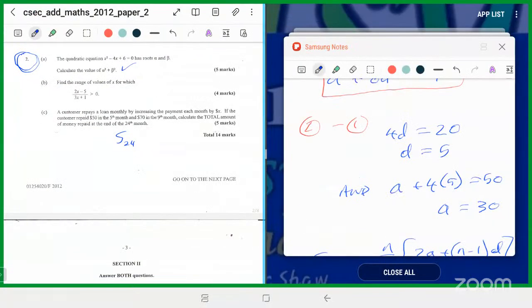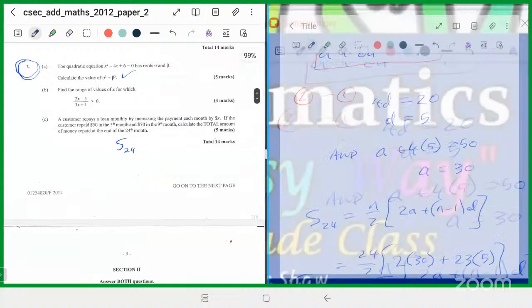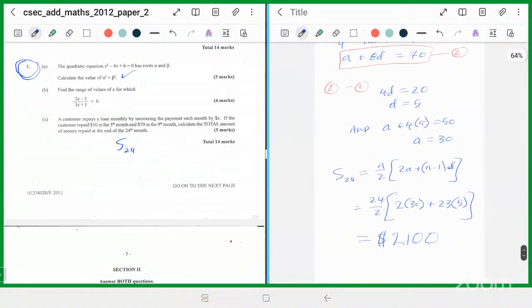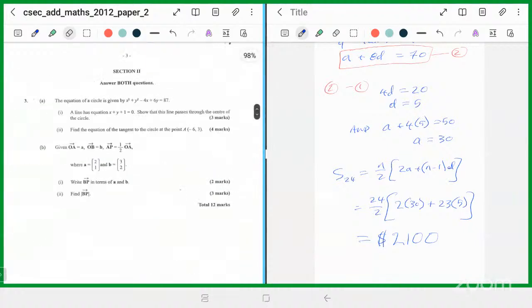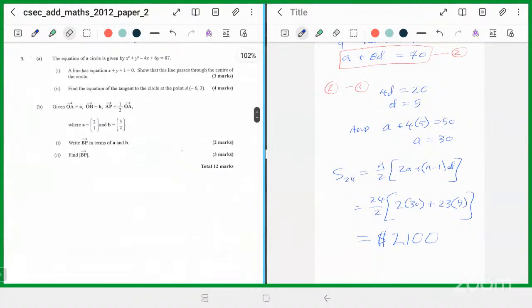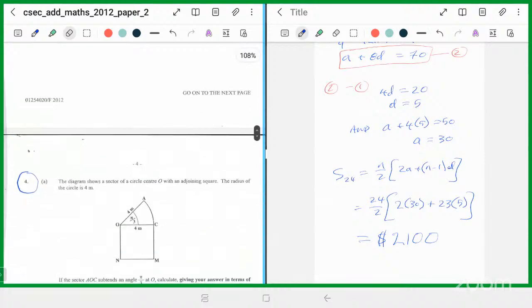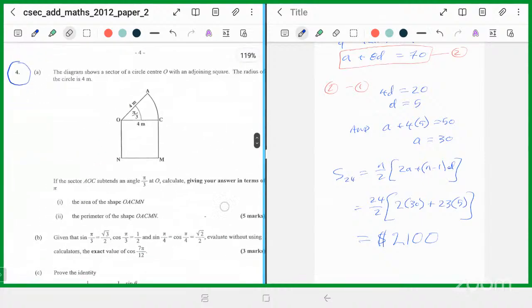All right, so that finishes that question there. $2,100. So we're doing number 4 in this paper as well, right? So that finishes number 2. Well, number 4, then we'll call it a day. I'm going to send some more work in the group for us to do in the next class. I'm on the revision over this period.